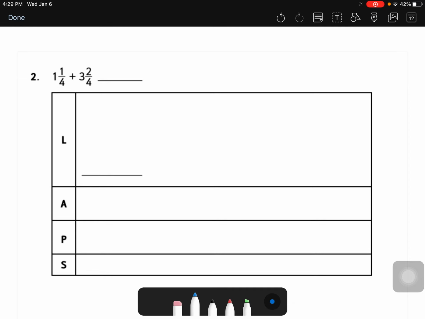Okay, this one I'm going to see it's addition, and I don't need to alter it because they already have common denominators. So when I add those together, 1 plus 3, I get 4, and 1/4 plus 2/4 is 3/4. So I get 4 3/4, and that again does not simplify.